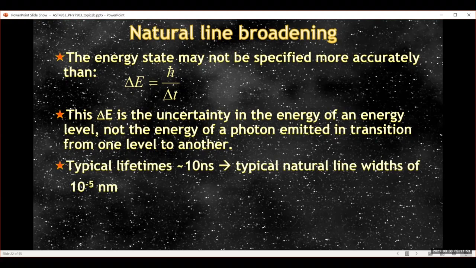The typical lifetime of most things that we think of as being spontaneous in their de-excitation is about 10 nanoseconds, and that gives a natural line width of about 10 to the minus 5 nanometers. That's nice and small. Remember that visible light is in the 500 nanometer-ish range. So it's a very small broadening, but it is there.